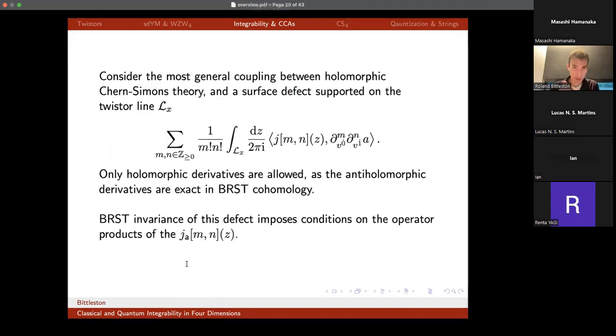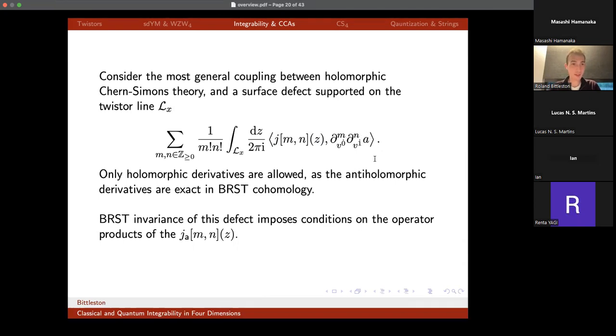So let me just be a bit explicit about precisely what I mean. It's going to be a surface defect supported on the twistor line over a point x in space-time. It's going to involve some fields which live on that twistor line. That's this J, M, N, and they depend on Z. And these are going to pair with holomorphic derivatives of the partial connection A. So I should say, right now I'm really working in the 4D WCW model, or really the holomorphic Chern-Simons case, just because there's marginally less fields to keep track of. I don't have this Lagrange multiplier field to worry about. But we'll come to the self-dual Yang-Mills case in a moment.